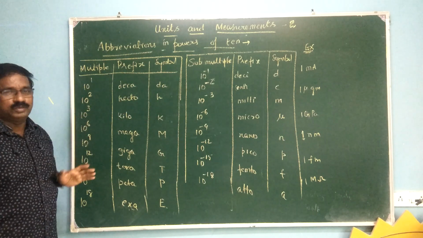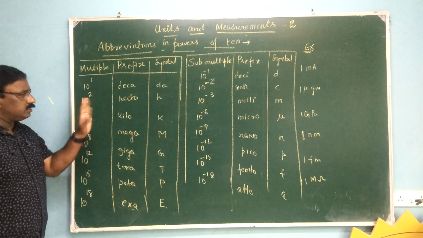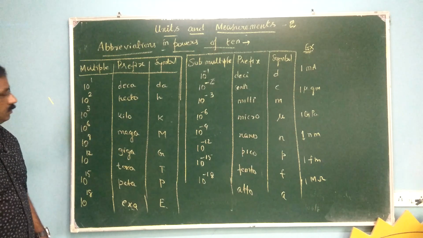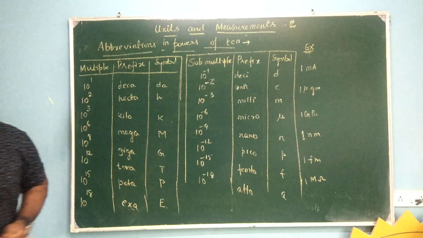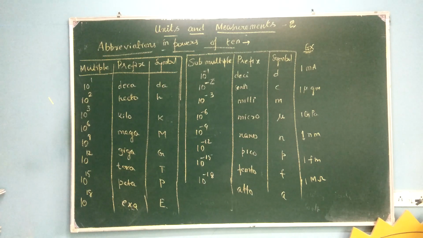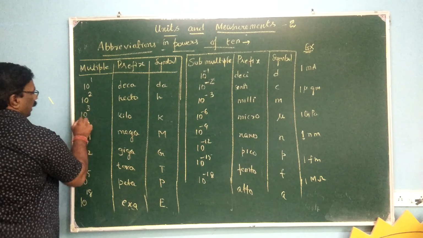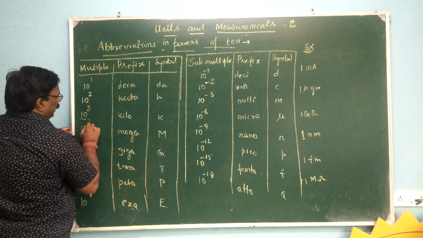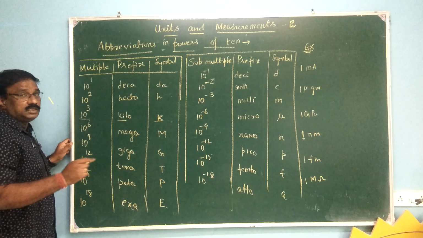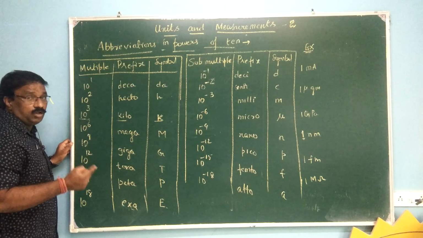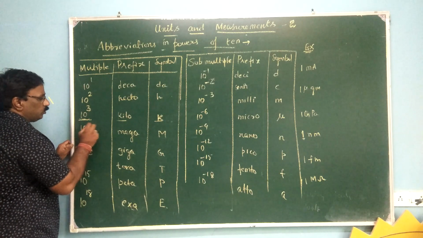But this we won't use. I'll say which ones we are going to use mostly in physics numericals. 10 power 2 hecto, H, but this also we are not using. 10 power 3 kilo, it is k. Mostly we use this. Kilo. So remember this, multiple 10 power 3 is called kilo, symbol is small k. Kilo, kg, km, kilometer. Kilo means we have to use 10 power 3. This is important, we use it mostly.